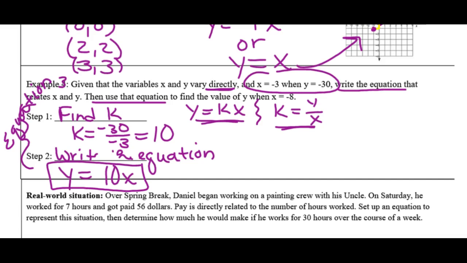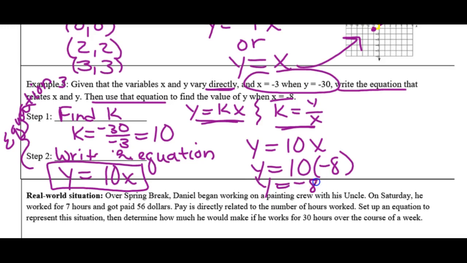Part 2 is to solve the problem. So I'm going to use that equation, y is equal to 10x. I'm going to plug in what I know for x. So y is equal to 10 times a negative 8, which means y is equal to a negative 8. That's the second part. All right, the next example is a real-world example.